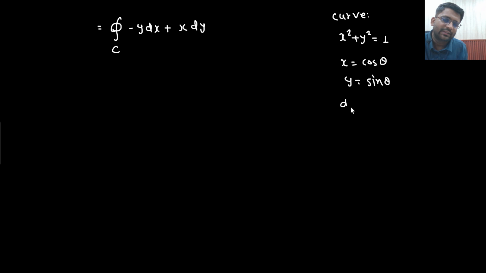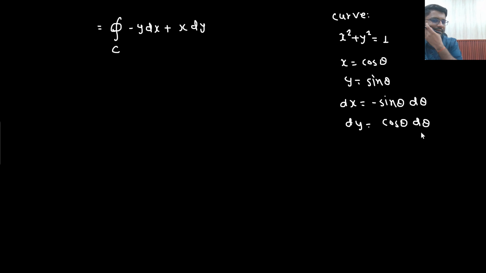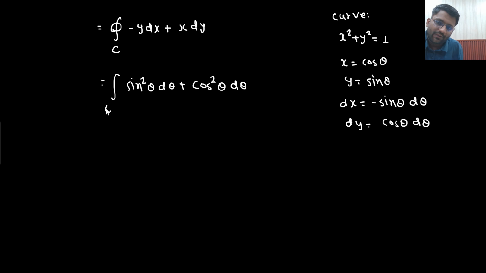What will be the value of dx? dx will be minus sin theta d theta. And what will be the value of dy? dy will be cos theta d theta. So what you need to calculate? Minus y dx, that would become sin square theta d theta, since already there is a negative sign. Plus x dy will become cos square theta d theta. And the limit of theta is going from 0 to 2 pi.